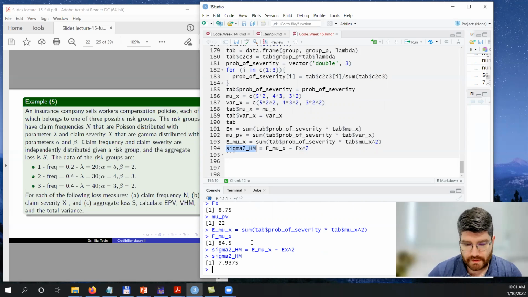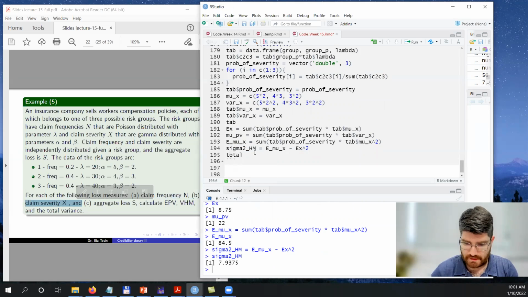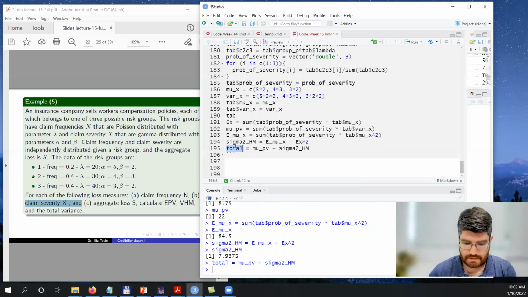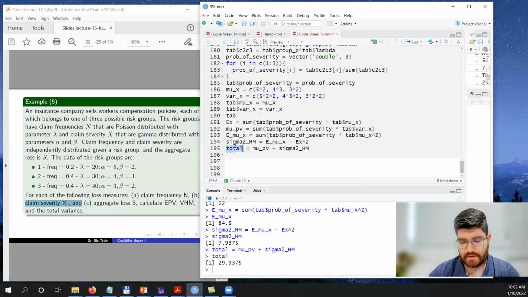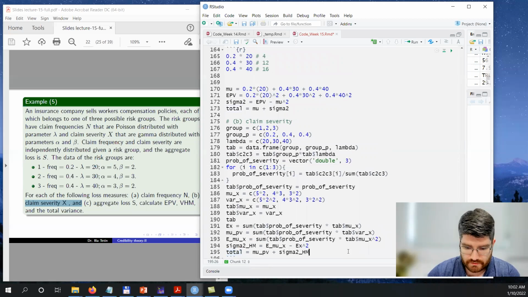So therefore, we have calculated the second component of our total variance, and the final answer to the second part, to our part B about claimed severity X, is that. So total is the sum of mu PV plus sigma squared HM. And the total variance is 29,9375. Okay, this is the second part of our comprehensive task. So I'll just make that in order for you to be able to copy. So you may have a screenshot of that.